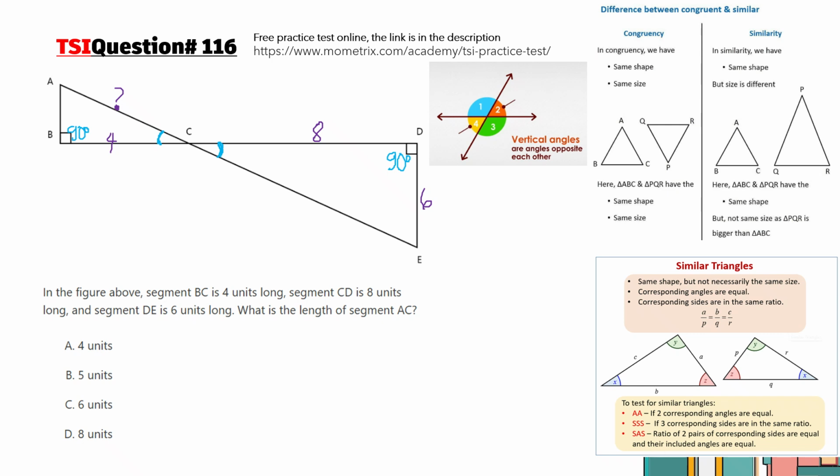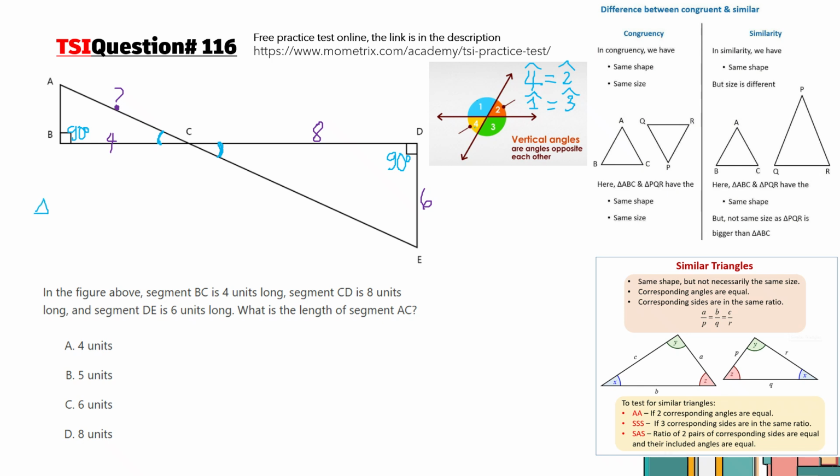So here in the diagram, angle 4 and angle 2 are the same thing because they are vertical angles. They have the same measurement. Angle 1 and 3 are the same, so we can write down angle 4 equals angle 2 and angle 1 equals angle 3. Okay. So why we need that is because we look at two right triangles.